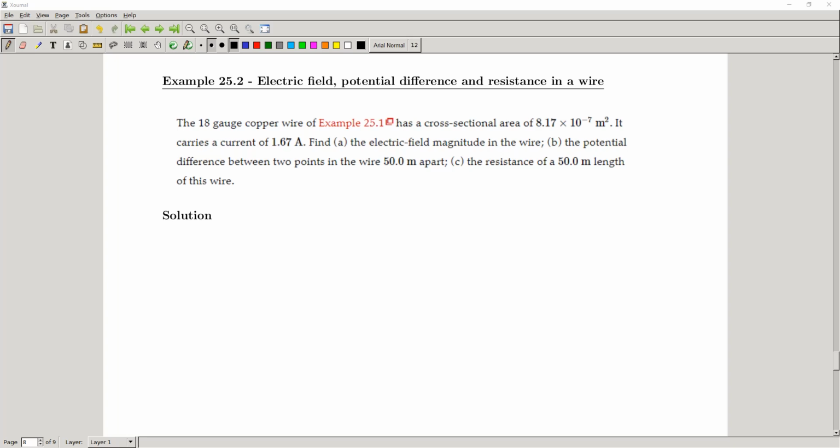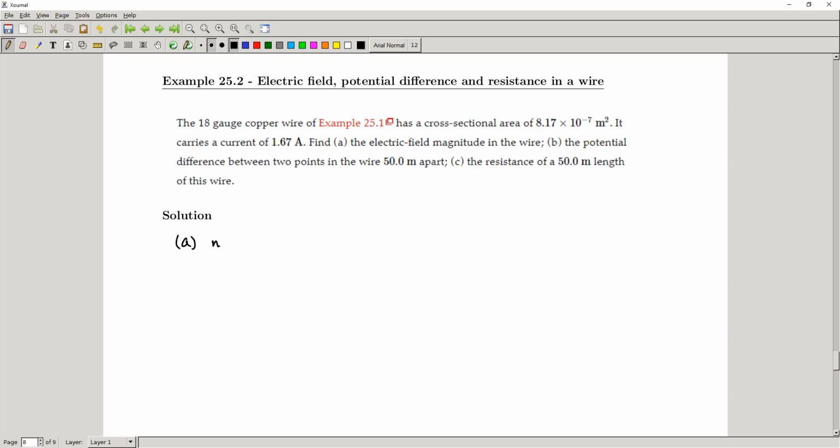In part A, we want to find the electric field magnitude in the wire. In part B, we want to find the potential difference between 2 points in the wire which are 50 meters apart. And then in part C, we want to find the resistance of a 50 meter length of this wire. So how would we do this? Well, we'd start off in part A.